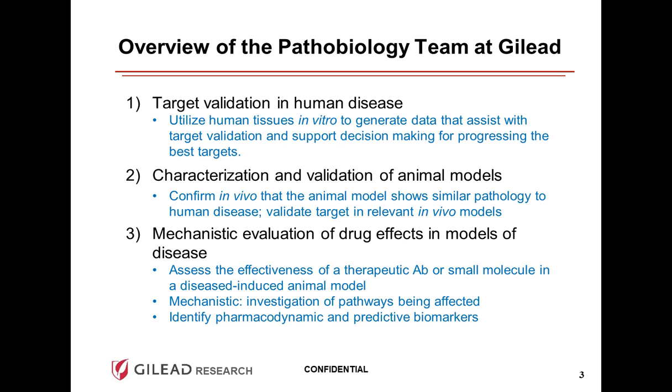So first, I want to talk about the overview of what we do at Gilead. We do many, many things, but I kind of summarize it into three important main tasks that we do. The first is target validation in human diseases. Now, anyone in the pharmaceutical industry knows that this is a critical step in drug development. We analyze human tissues to validate disease targets that will, in turn, support many decisions, such as a go or no-go for our therapeutic programs at Gilead.